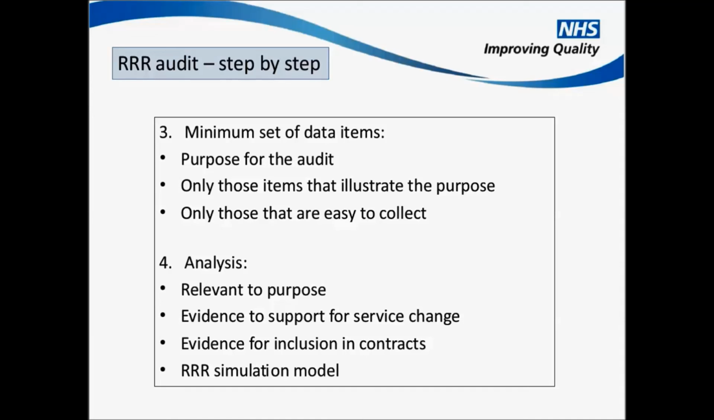So the idea here is that the data you collect during the audit could be put into a simulation model, and the model would give you some understanding of the variability and the cost of shifting services out of acute into a community hospital. So that model is available on our website, and I'll give you the link for that in a minute. So it's an additional way of gathering evidence to support your service change or support inclusion in contracts and different things like that.